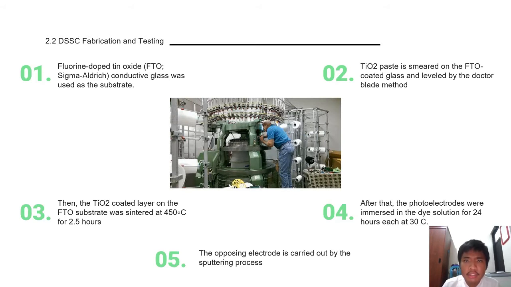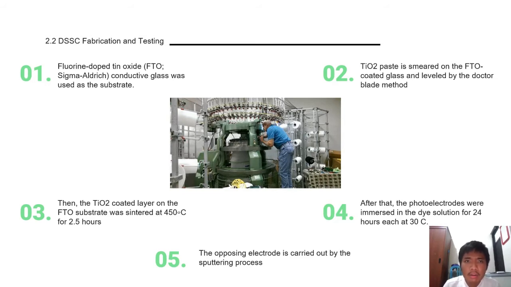The semiconductor layer is printed at 20 micrometers and an area of 1 square centimeter. For the next, number 3, the TiO2 coated layer on the FTO substrate was sintered at 450 Celsius for 2.5 hours to improve the bond between the semiconductor and the FTO glass. For number 4, after that the photoelectrodes were immersed in the dye solution for 24 hours each at 30 Celsius.